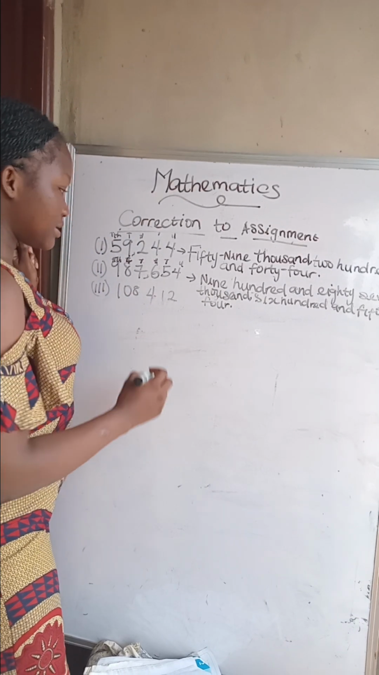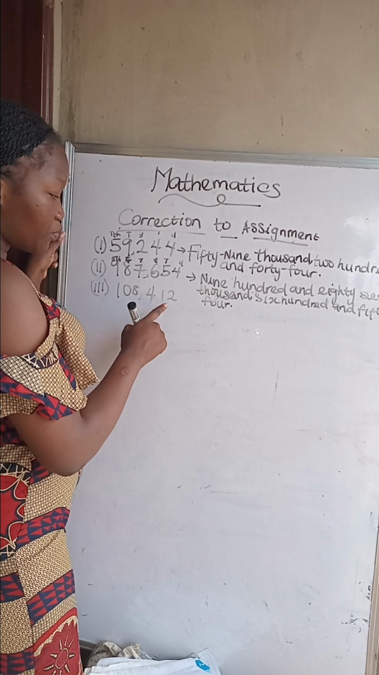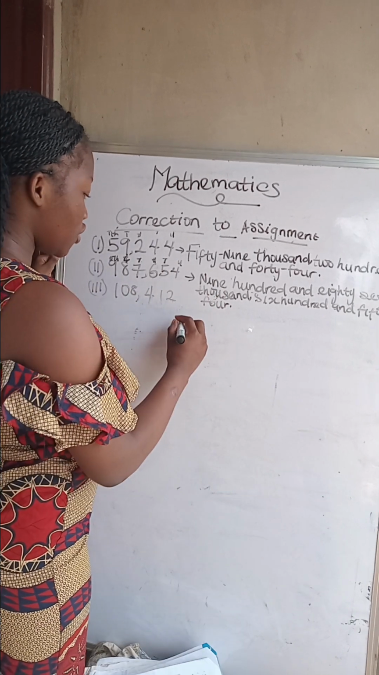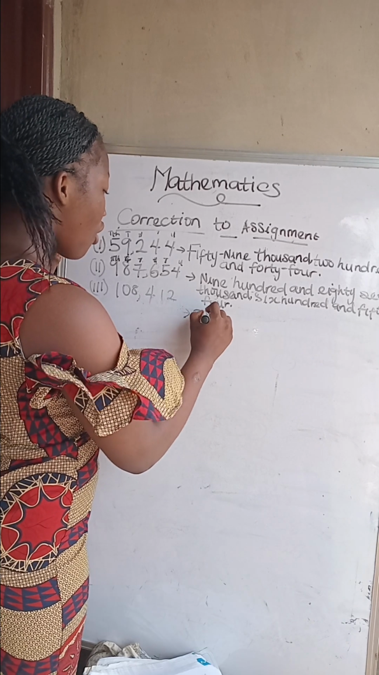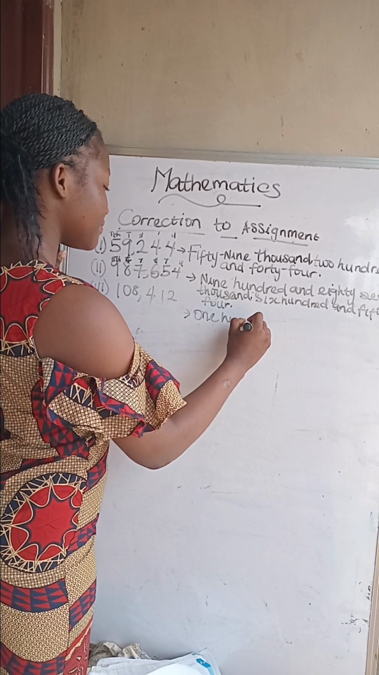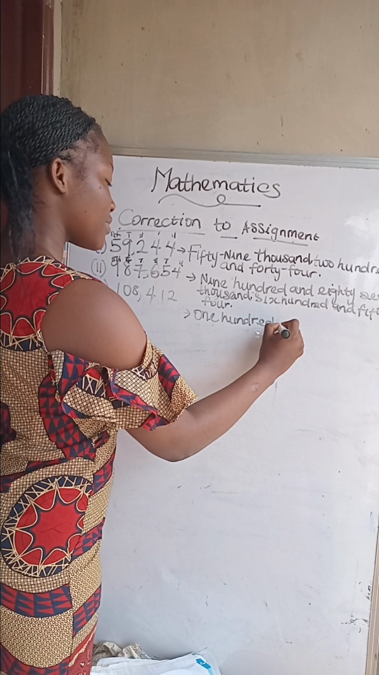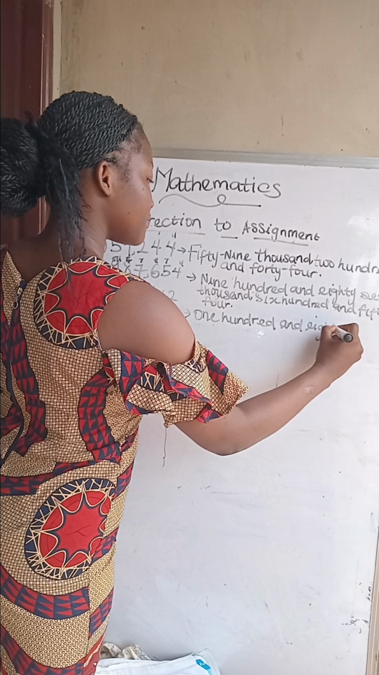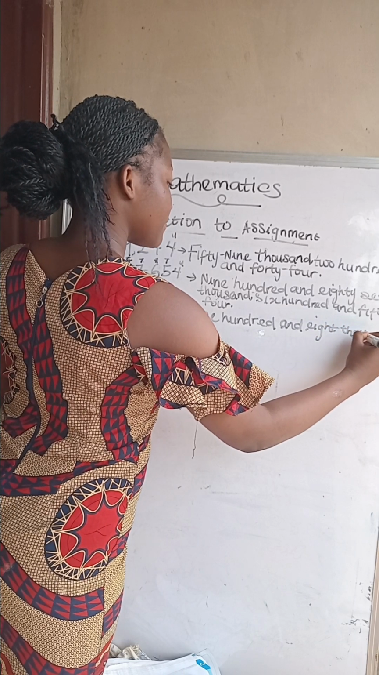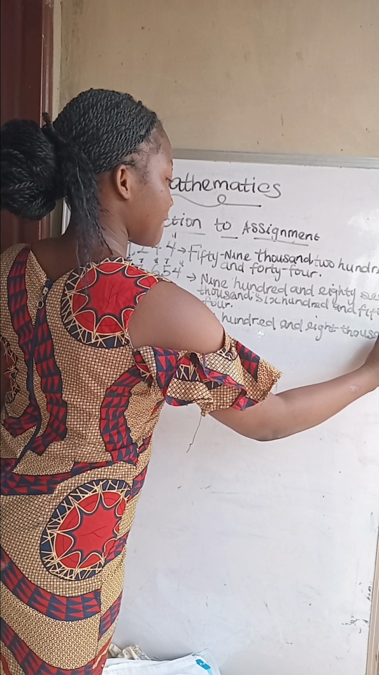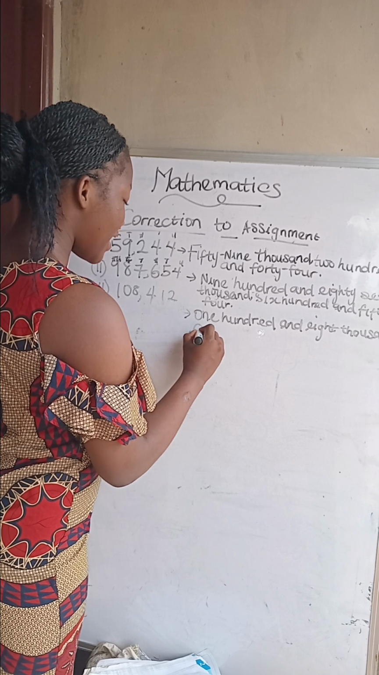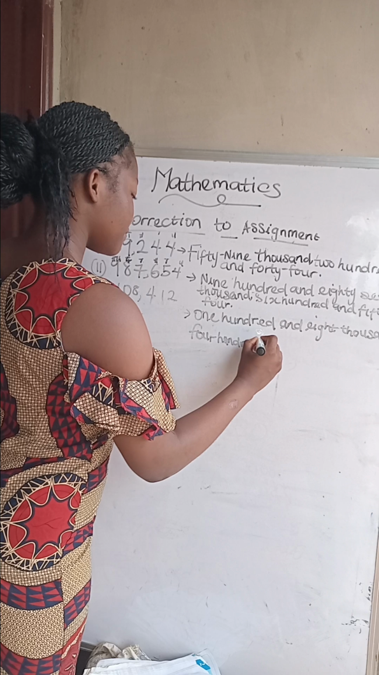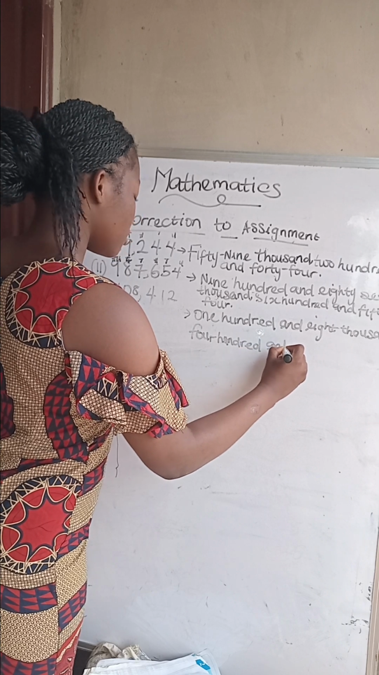Do you understand that? So we go to the last one. You put your comma 1, 2, 3. We have 108,412. We start. So it will be what? 108,000, 412.